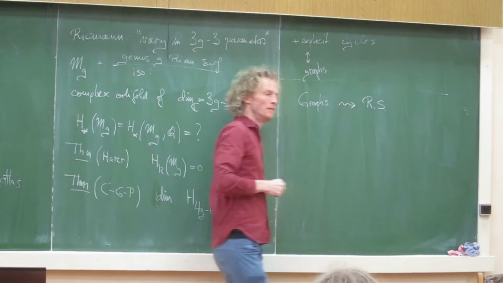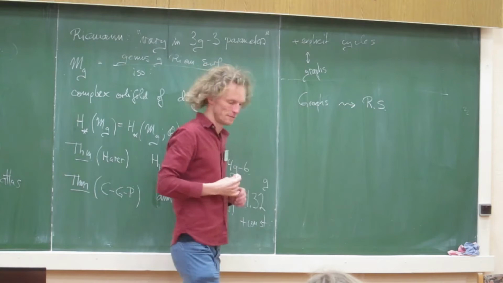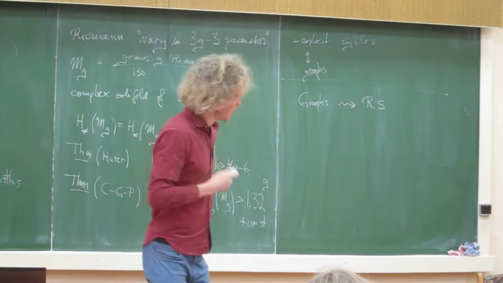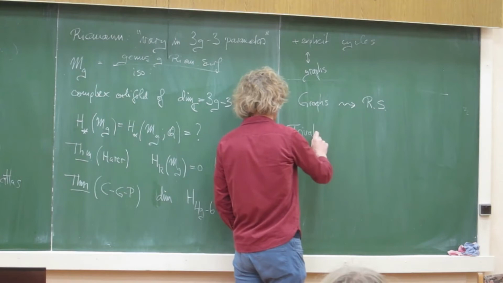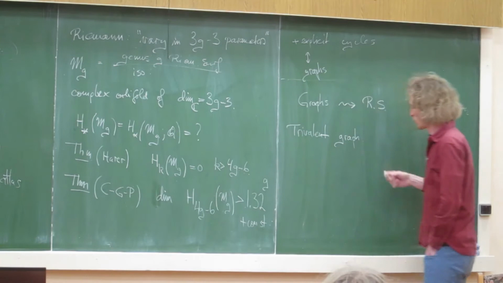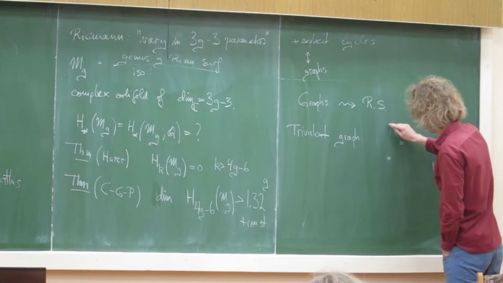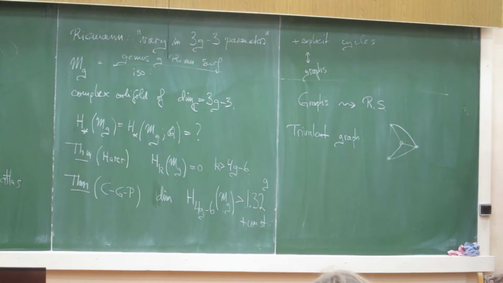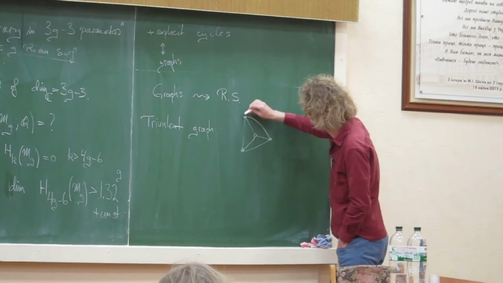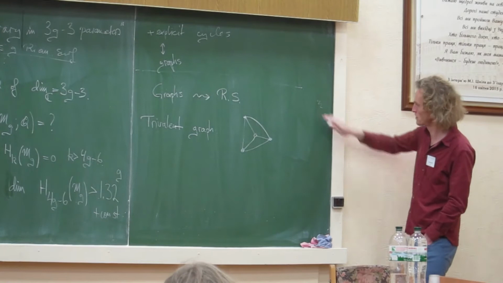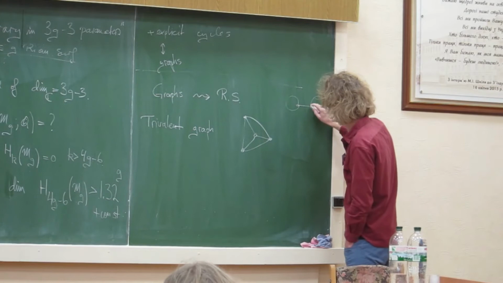Let me first give the idea and then try to make it a bit more precise. So let me first say what a trivalent graph is. A graph is in the sense of graph theory, so you have some edges and vertices. And trivalent just means that the valence of the vertex, which is the number of incoming edges, is three in every vertex. So these are two trivalent graphs.